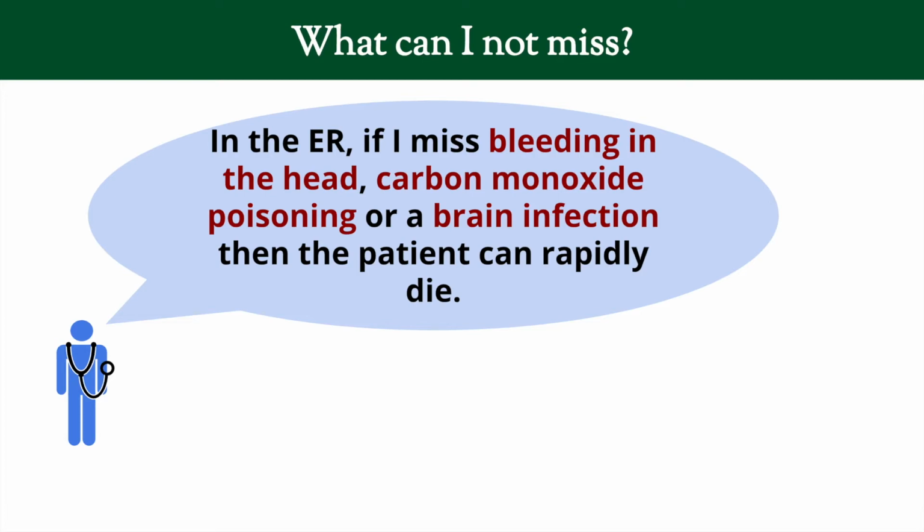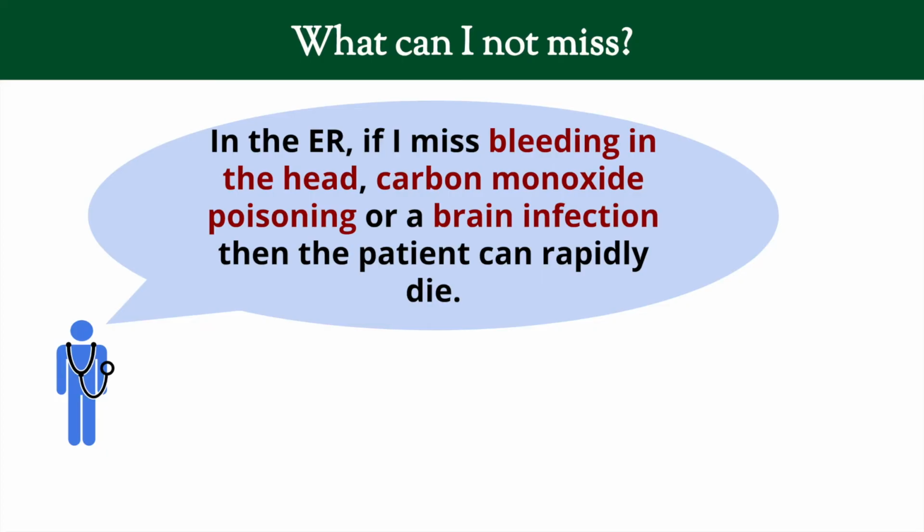Now, the next one is, what can I not miss? So these are the emergent causes, or the killer diagnosis, or the can't miss or must not miss. So in the emergency department, you shouldn't miss bleeding in the head, carbon monoxide poisoning, or a brain infection, because a patient could rapidly deteriorate or even die from that. So you must not miss those. There are others in the list for headache, but for the sake of this video, I'm going to make it simple like that.